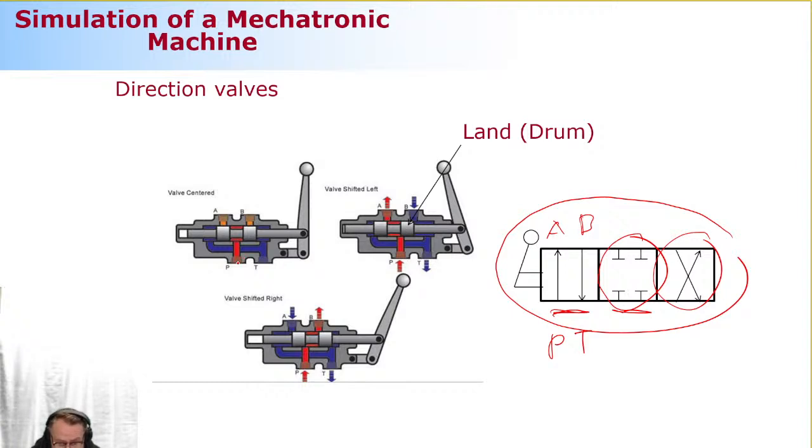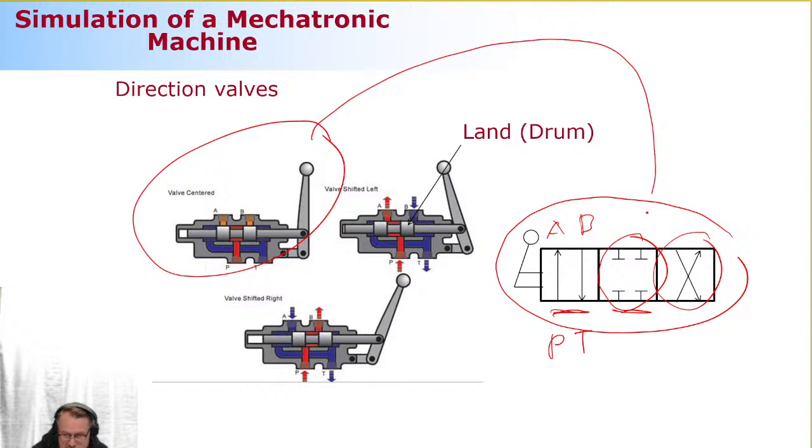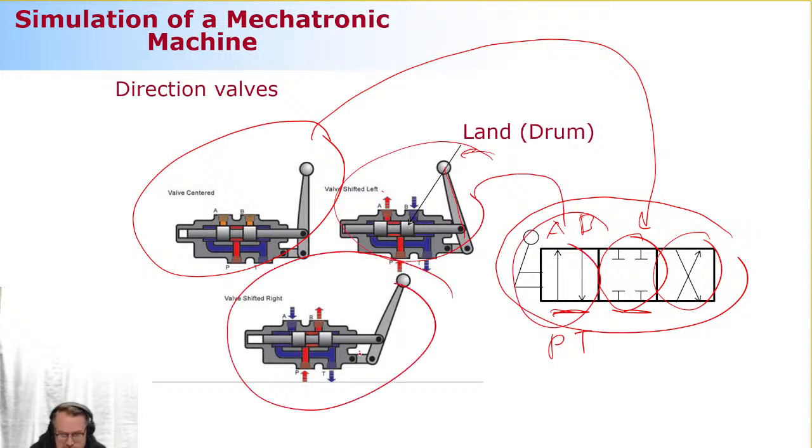So here in the middle, they don't move anywhere at all. So this configuration corresponds to this drawing symbol. When I push this stick to the left, this spool is moving, and then P is connected to A. So this corresponds to this configuration. This here corresponds to this configuration.